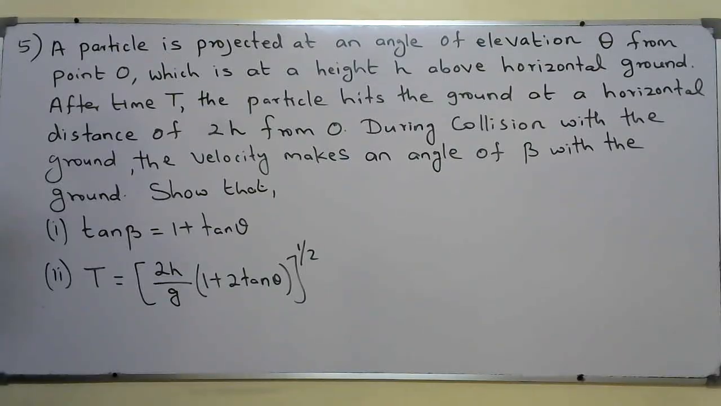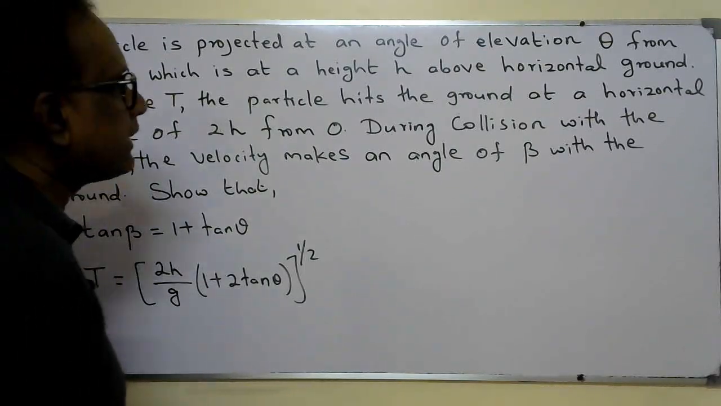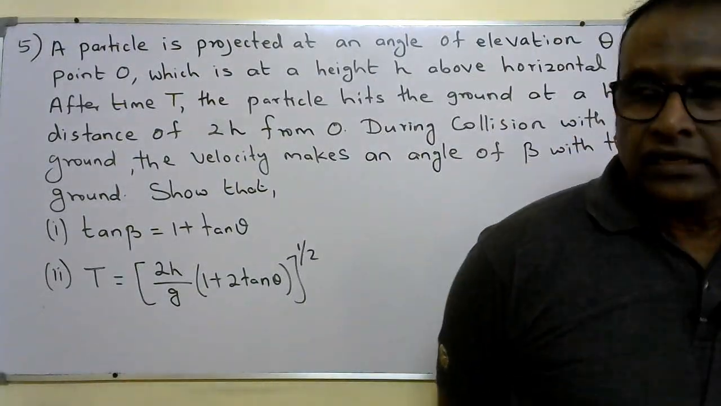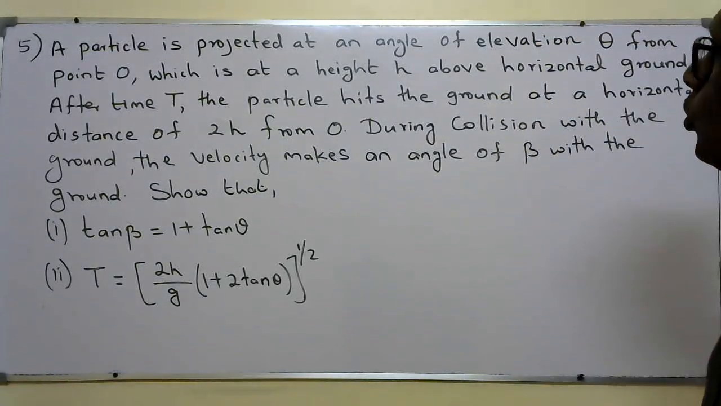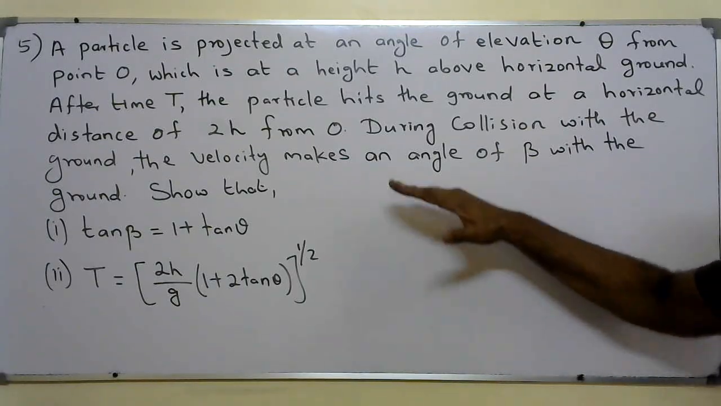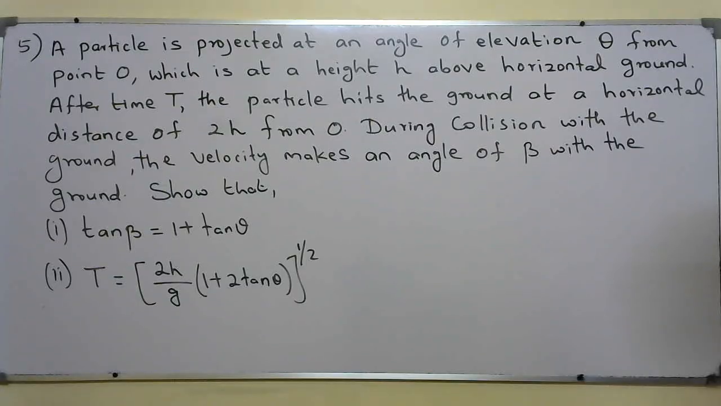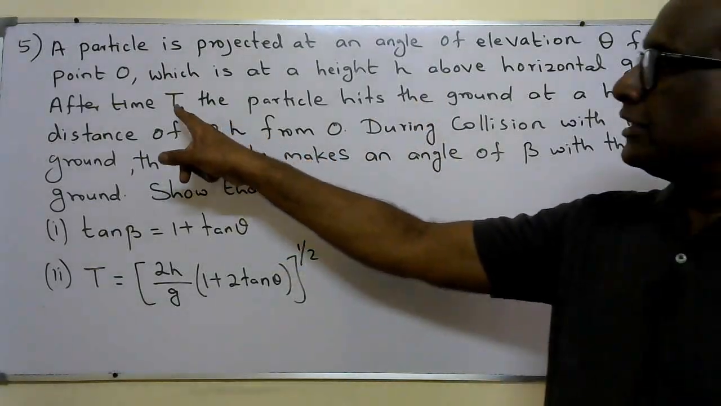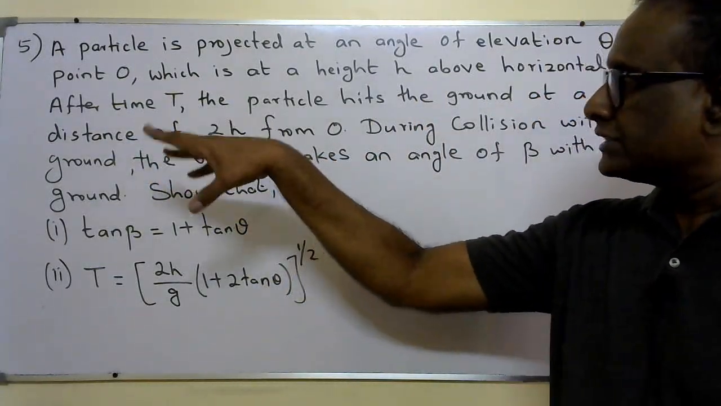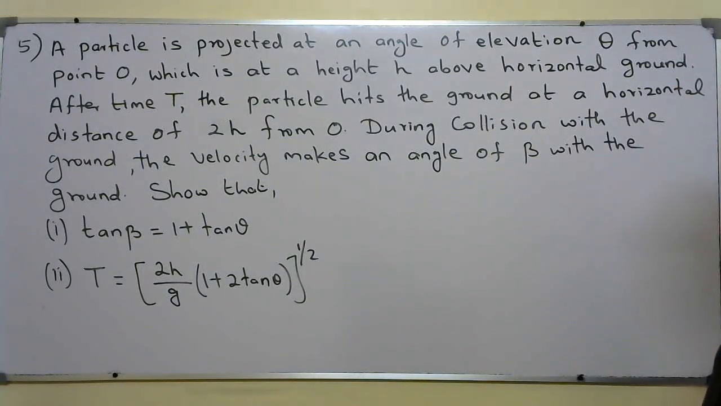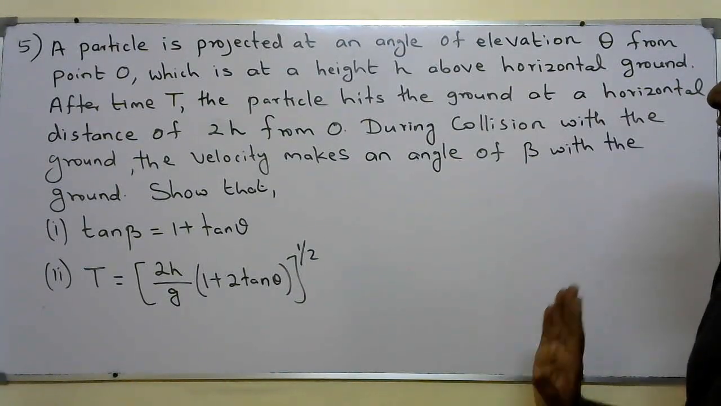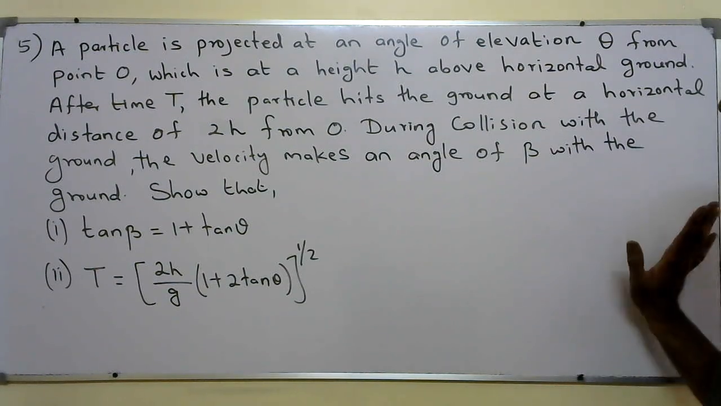Okay, fifth question. A particle is projected at an angle of elevation theta from a point O, which is at a height h above the ground. So it's not from the ground, it's above the ground. Initial height is h. After time capital T, so that's going to be the flight time, the time of motion, the particle hits the ground at a horizontal distance of 2h from O. So the horizontal displacement is 2h.